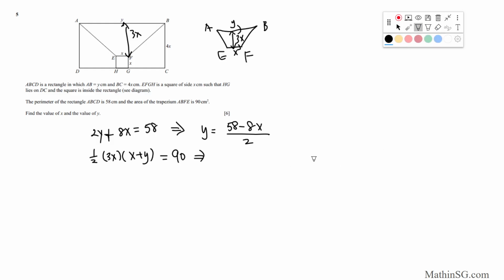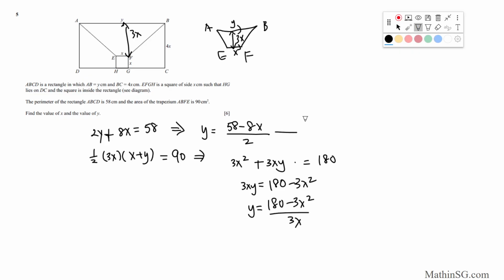So I have 180 equals to 3x squared plus 3xy. Okay, so I know I have my 3xy equals to 180 minus 3x squared. So my y equals to 180 minus 3x squared over 3x. Okay, so this is 1, this is 2. So what I can do is plot these two as graphs into the GC and find the point of intersection.